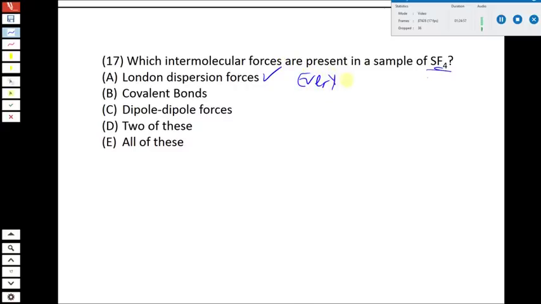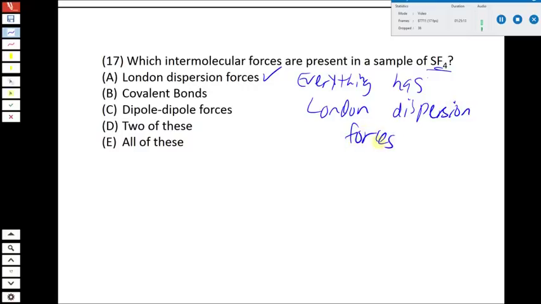Okay? Anything that has electrons, which is every chemical substance that we deal with, has London dispersion forces. So it doesn't matter anything else about the substance, what kind of substance it is, whether it's polar or nonpolar. None of this matters. It will have London dispersion forces. All right, so that one we can always include.